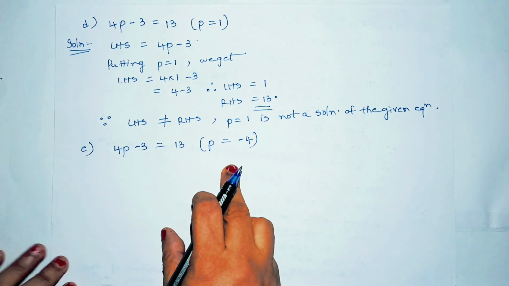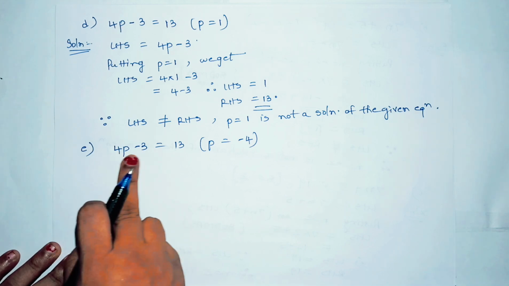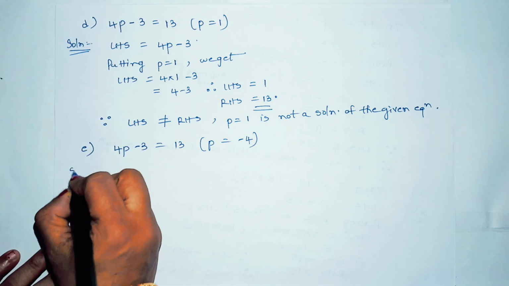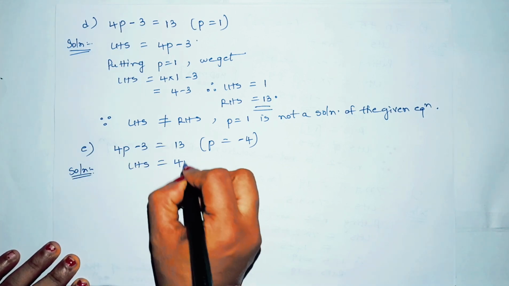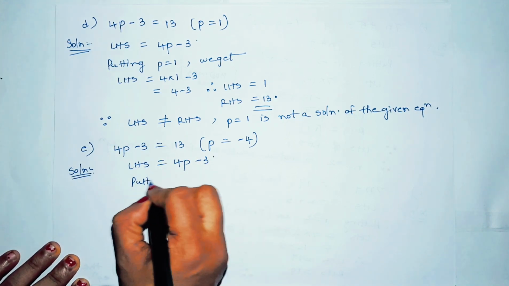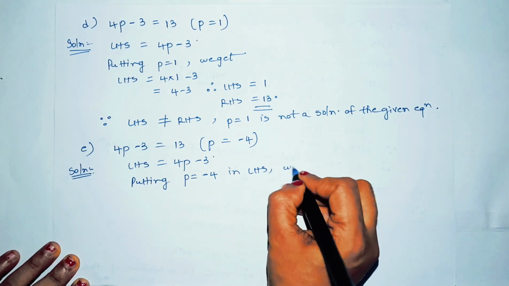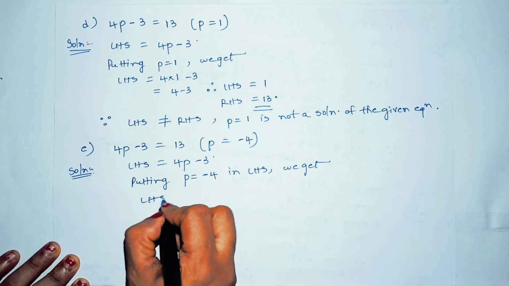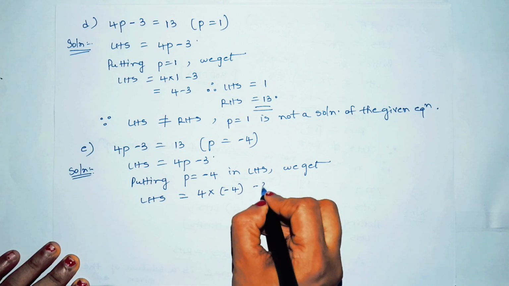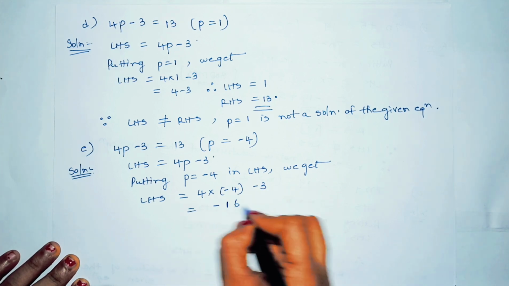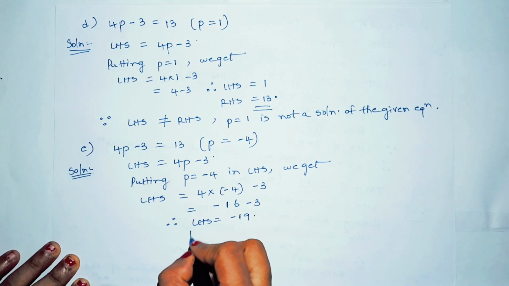Next sum. Again the question says check whether p is equal to minus 4 is a solution of the given equation 4p minus 3 equals 13. Solution: consider LHS, 4p minus 3. Substituting p is equal to minus 4 in LHS, so what you will get LHS as? LHS means left hand side. So 4 into minus 4 minus 3, so minus 16 minus 3. Therefore LHS is minus 19.